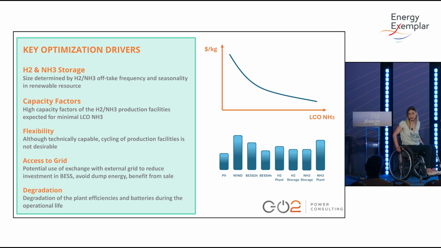Also, although technically feasible, the cycling of facilities is generally avoided to maintain system integrity and system efficiency. If there is access to the grid, we can mitigate the need for battery energy storage systems, as well as avoid wastage of excess energy. Moreover, we can monetize the surplus of electric energy.